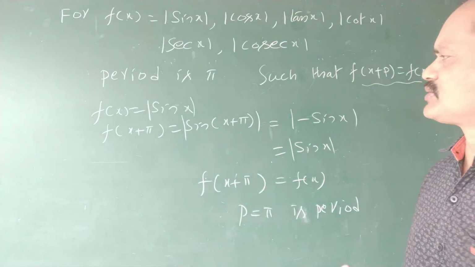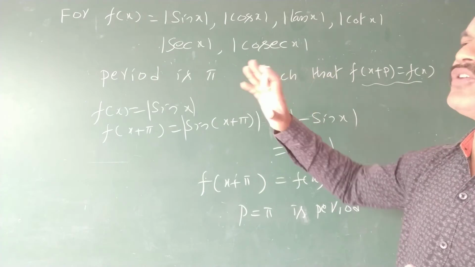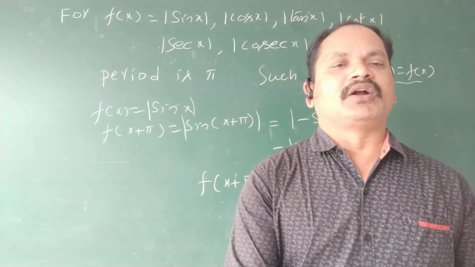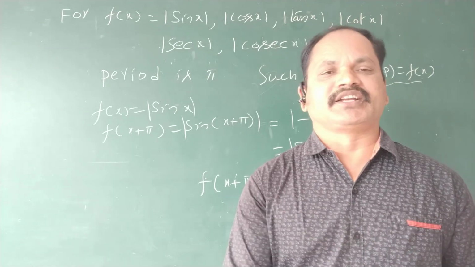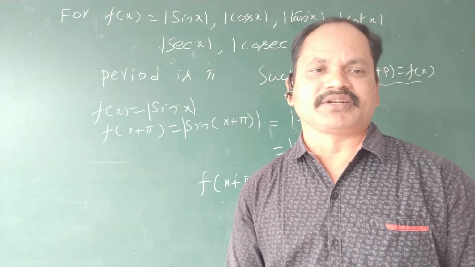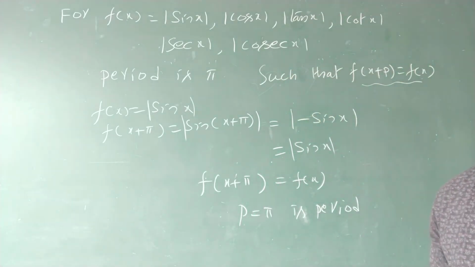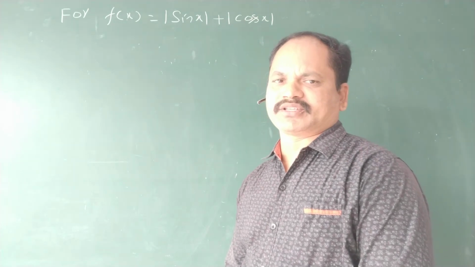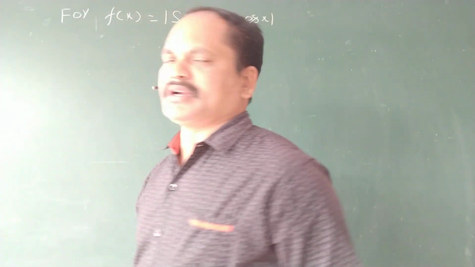Now we are going to the addition of these functions. That means mod sin x plus mod cos x, mod tan x plus mod cot x, mod secant x plus mod cosecant x. We have to find the period for those functions. For f of x equal to mod sin x plus mod cos x, we have to verify the period for this function.